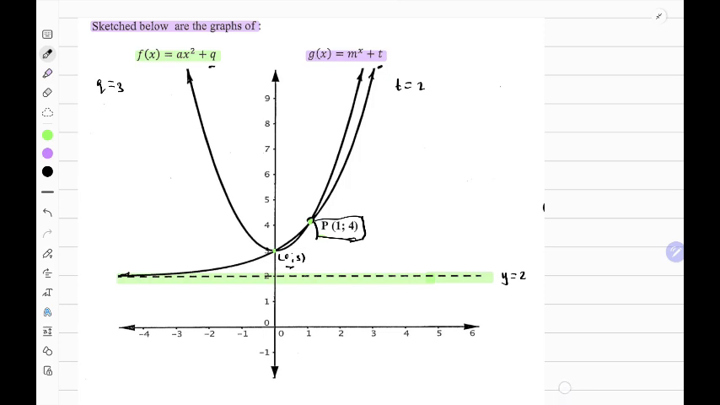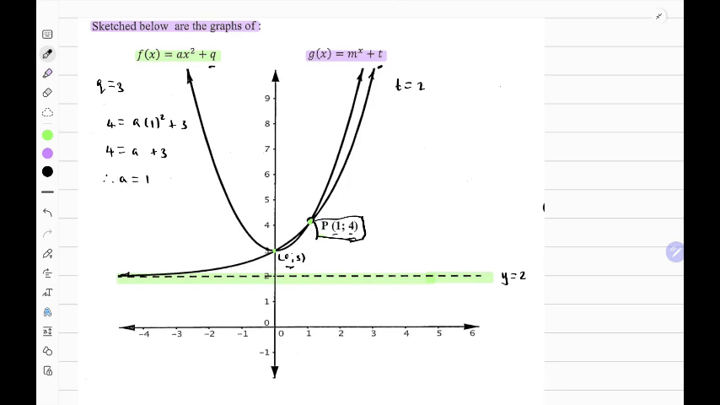So let's do that. Let's focus on f of x. When the input is 1, the output is 4. Let's use these coordinates. When f of x is 4, x is 1. So this is 1 squared, and we have q to be 3. So 4 equals a plus 3. Therefore, a should be equal to positive 1.